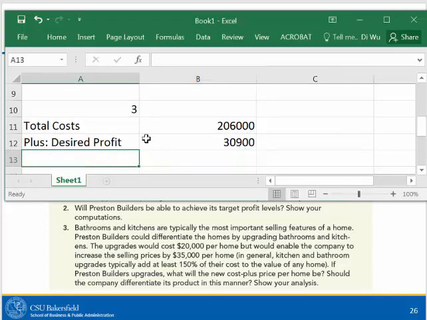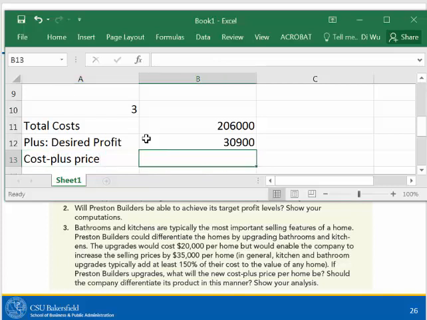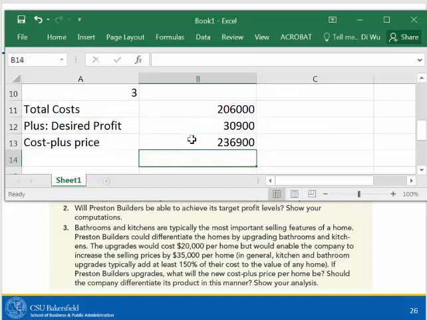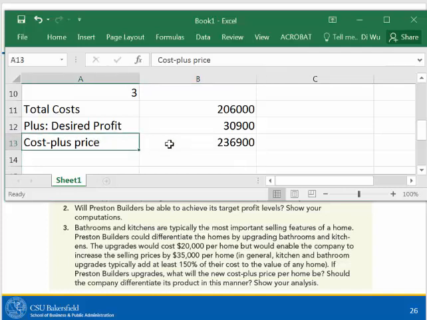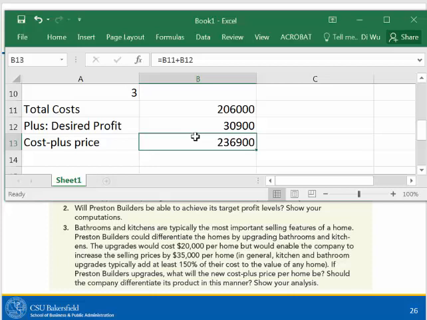So now, because you're a price setter, you can decide your price with a little bit more flexibility. So the cost plus price is nothing but you add total cost to desired profit. So the final answer is 236,900. That's the cost plus price.